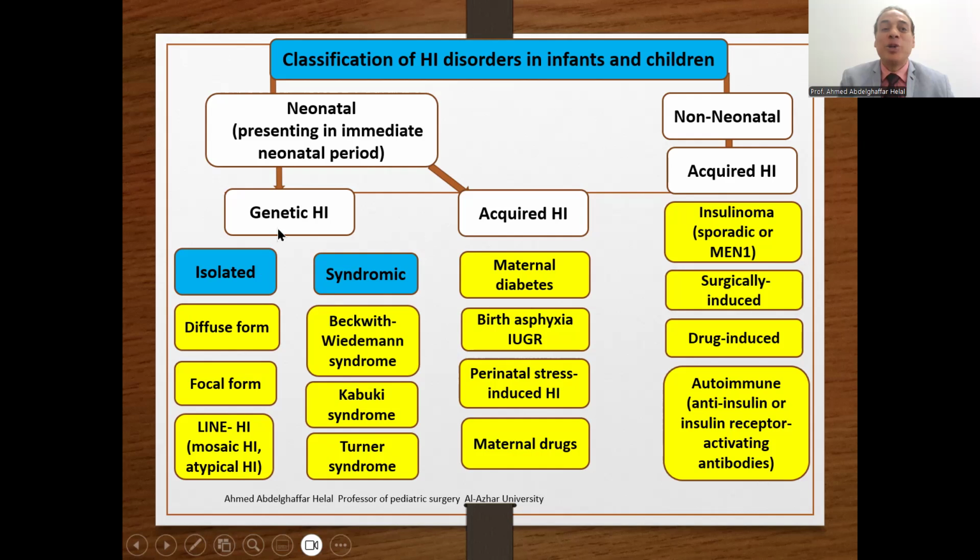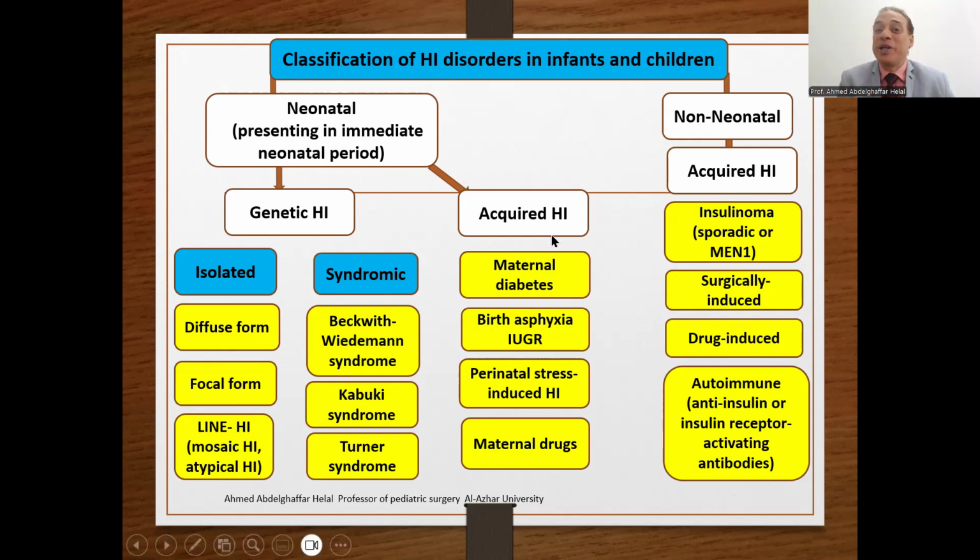The genetic may be isolated. For isolated genetic forms, we speak about congenital hyperinsulinism, diffuse form or focal form, or sometimes atypical, called mosaic, or called line hyperinsulinism. This is the isolated type. It may also be syndromic. There may be other syndromes besides hyperinsulinism, like the wide spectrum category known as Beckwith-Wiedemann syndrome and also Turner syndrome. So this is all called genetic. The genetic may be isolated or syndromic.